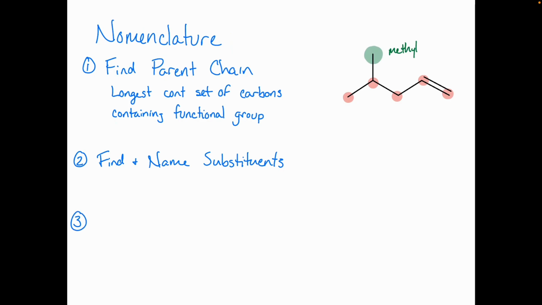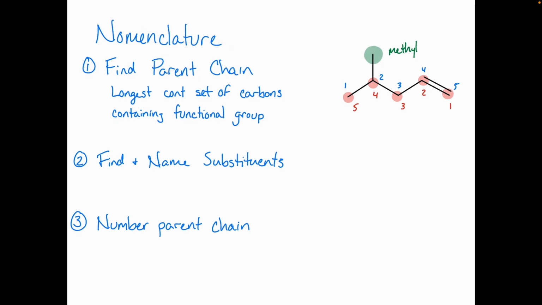Now we have to number our parent chain. When you start getting good at this, you can just look at the molecule and see which way you should be numbering it. But remember, we have this foolproof method where we can always go left to right or right to left. Number it both ways, and then we'll decide which one is correct. So 1, 2, 3, 4, 5. Or I can go the other way, 1, 2, 3, 4, 5. And the name of the game here is we want the lowest possible number in our name.